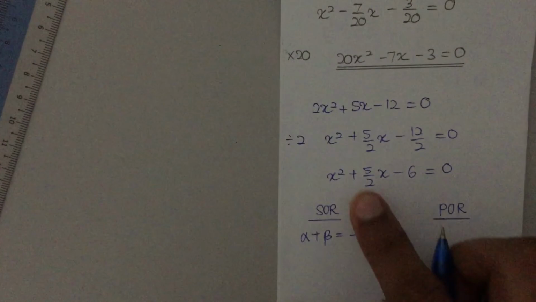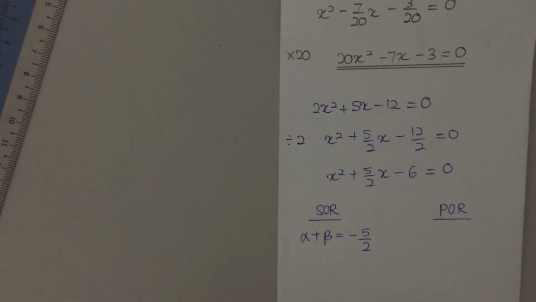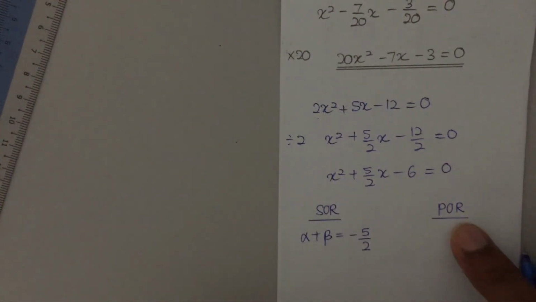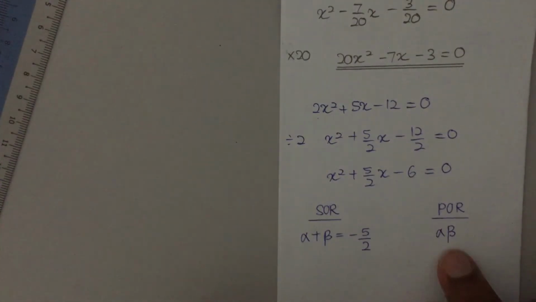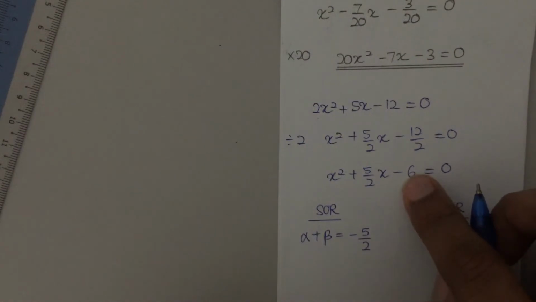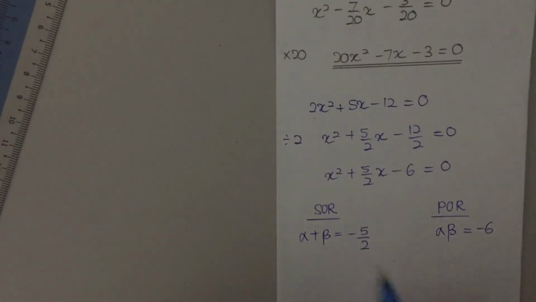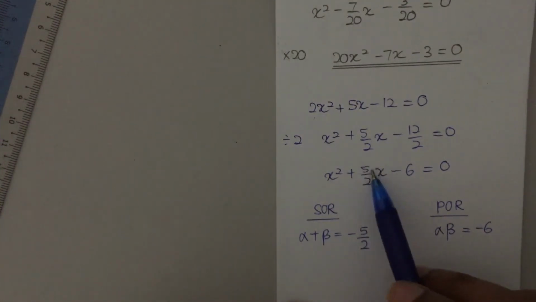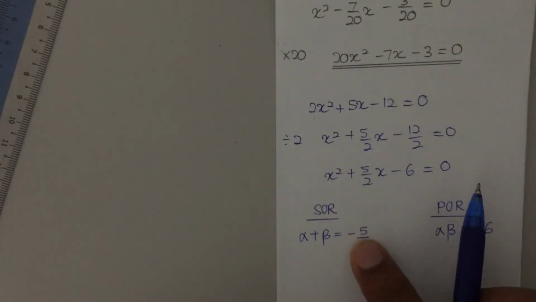Okay guys, it's not 5 over 2 directly, it is negative 5 over 2. So that is the value for SOR. For POR, in this case, it will be alpha times beta, which equals negative 6. For this coefficient, you don't need to make any changes in the symbol. But for SOR, you need to be slightly careful, guys. Since here you have the positive, in your SOR calculation, it will be negative.